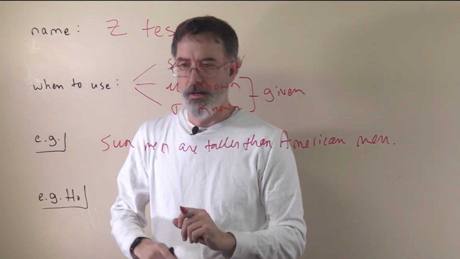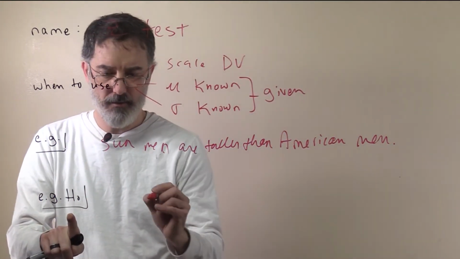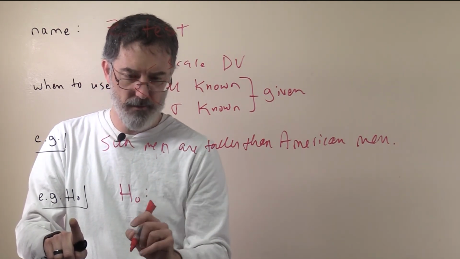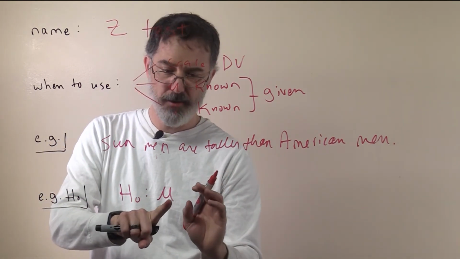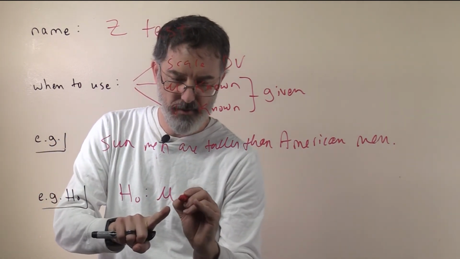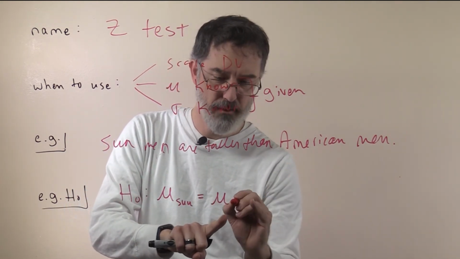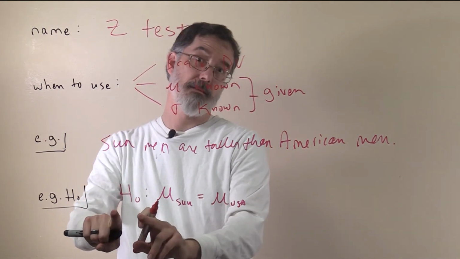And for all of these inferential tests, we'll be having our null hypothesis, where you write H sub 0, sub naught, colon. So these null hypotheses are about populations, and here the population mean of SUU is the same as the population mean of American men. They have the exact same height if the null hypothesis is true.